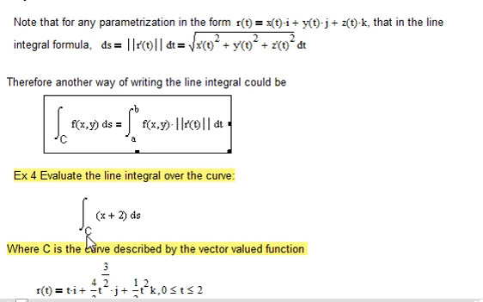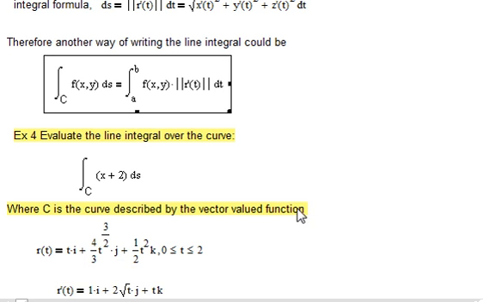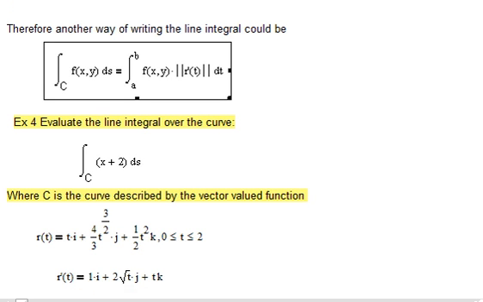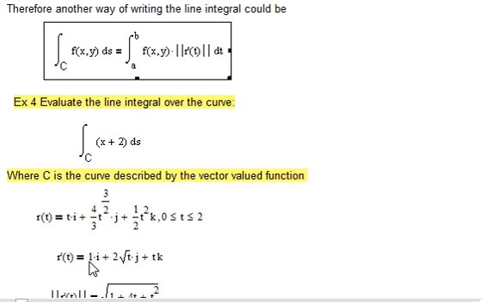Evaluate the line integral over the curve c of x plus 2, now this part's not so easy, where c is the curve described by the vector valued function r of t is t i plus 4/3 t to the 3/2 j plus 1/2 t squared k, t going from 0 to 2. So r prime, not too hard to discover that.